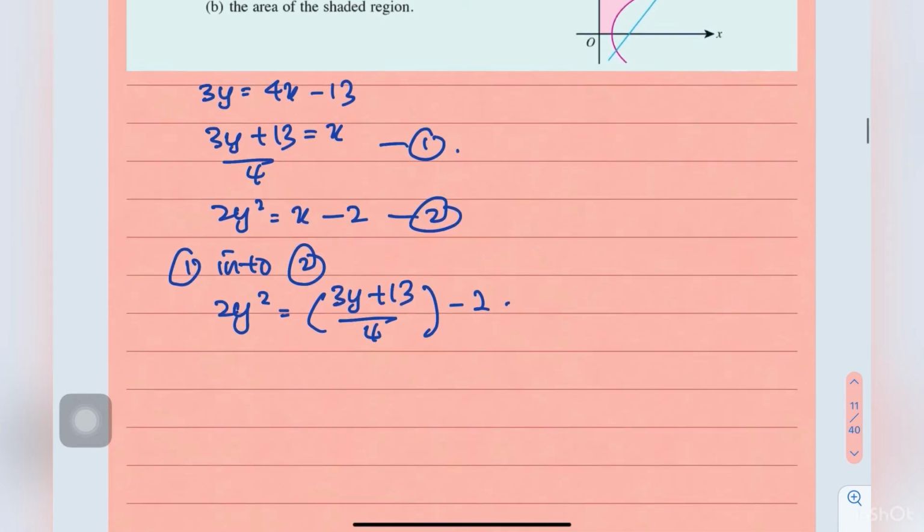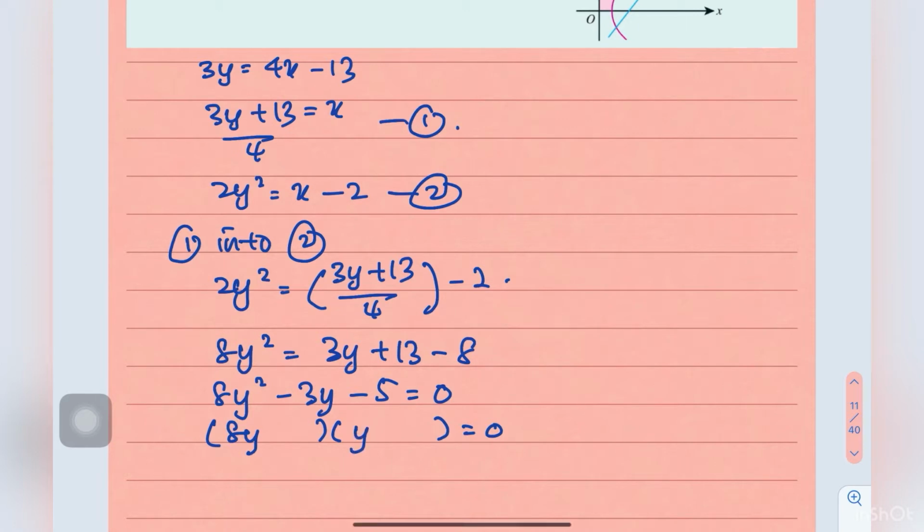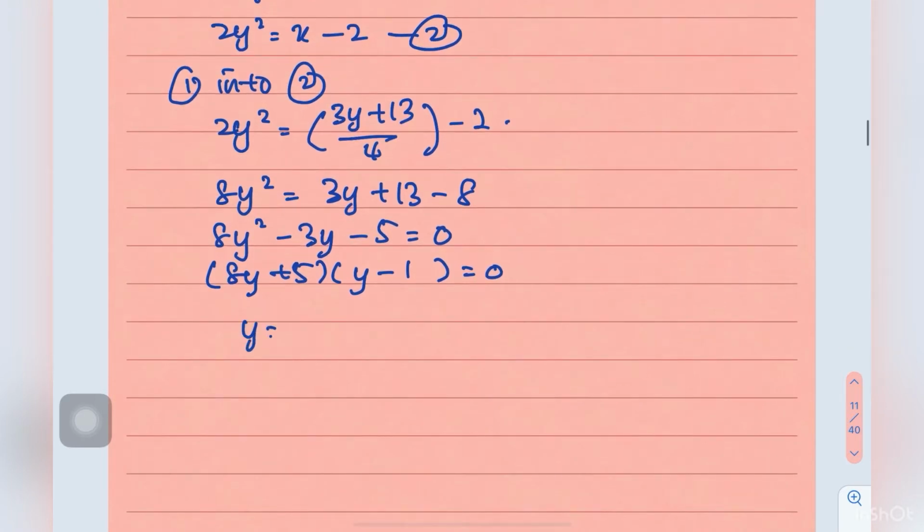So all times 4. So 8y² = 3y + 13 - 8. So we simplify: 8y² - 3y - 5 = 0. This is a quadratic equation. To solve a quadratic equation, we can factorize. This one looks like we can factorize: (8y + 5)(y - 1). So y is -5/8 and y is 1.